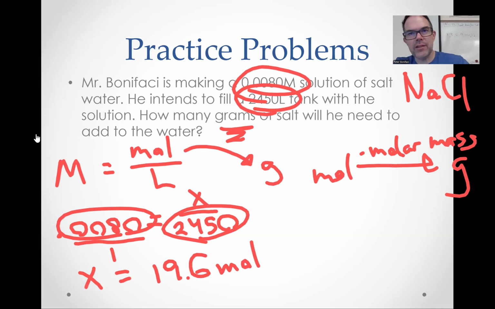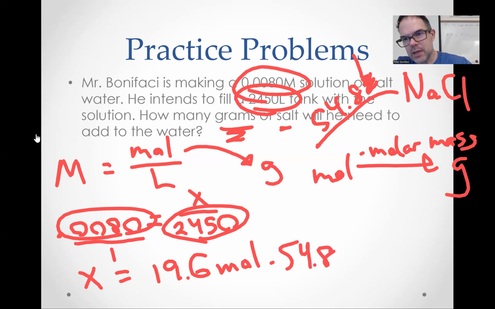So the molar mass of salt, NaCl, if you look it up, is 54.88. Okay, so we're going to go ahead and multiply. I think it's just 54.8. We're going to multiply 19.6 times the 54.8, and you get our final answer, which looks like 1,074 grams. Now you can put it in sig figs, which would be 2.